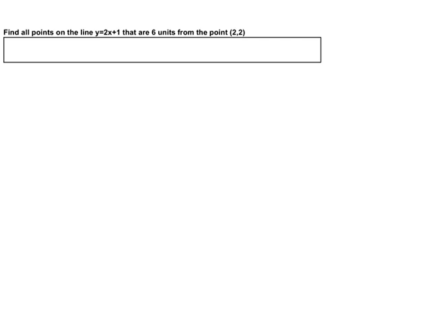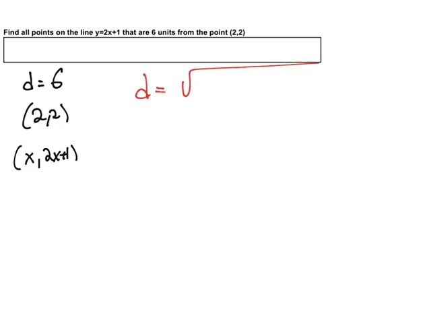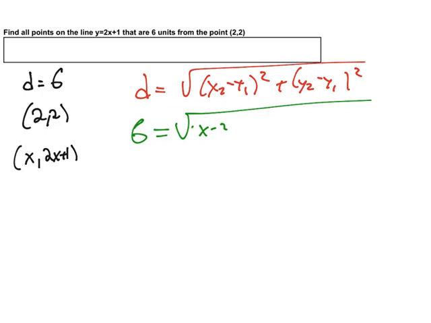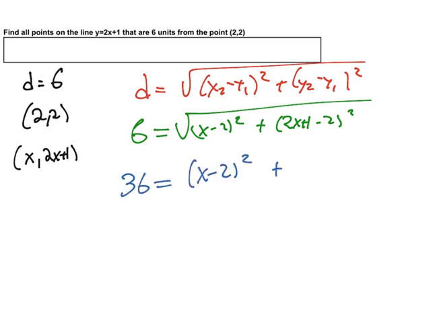And here we go, this one. So we're going to start with listing out what we know. We know the distance is 6. We know one of the points is (2, 2), and we know another point is (x, 2x plus 1). So we are going to put all this into the distance formula like we did in class. So I'll put 6 there, square root of (x minus 2) squared plus (2x plus 1 minus 2) squared. Then I will square both sides. That's 36 equals (x minus 2) squared plus (2x minus 1) squared.